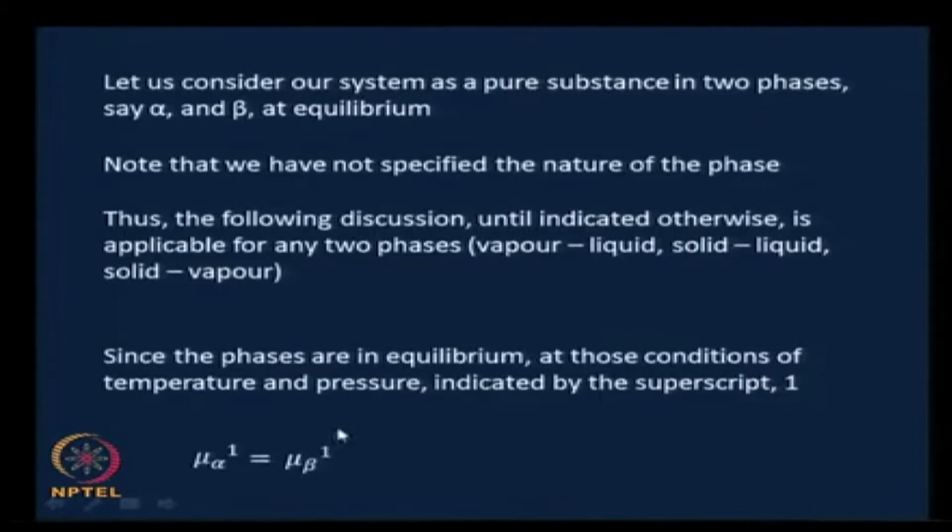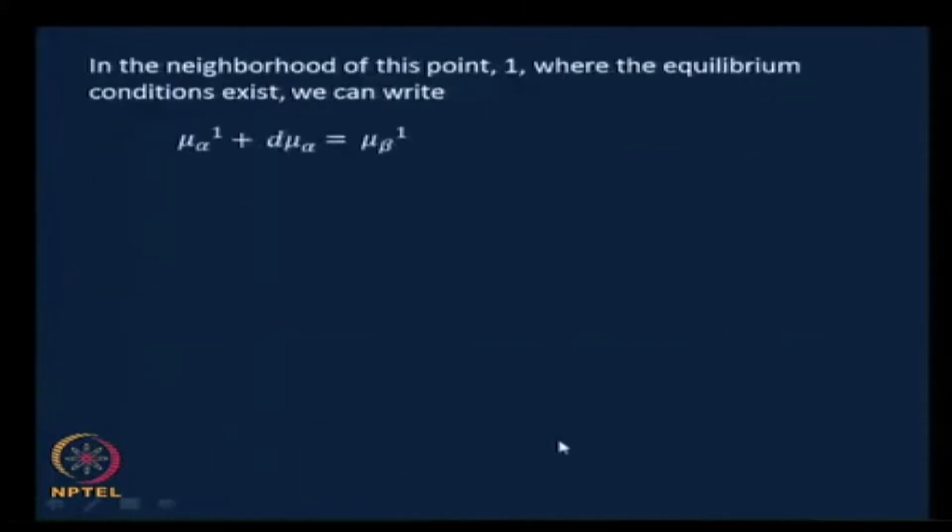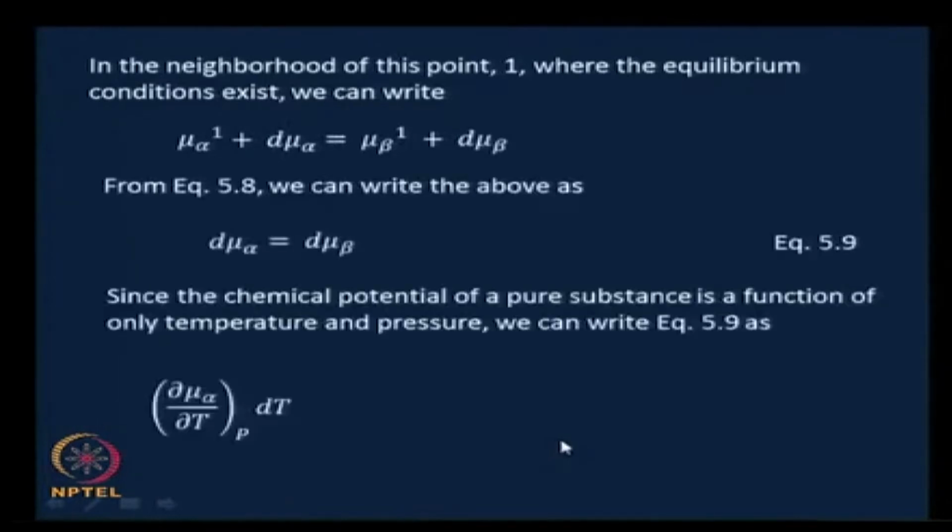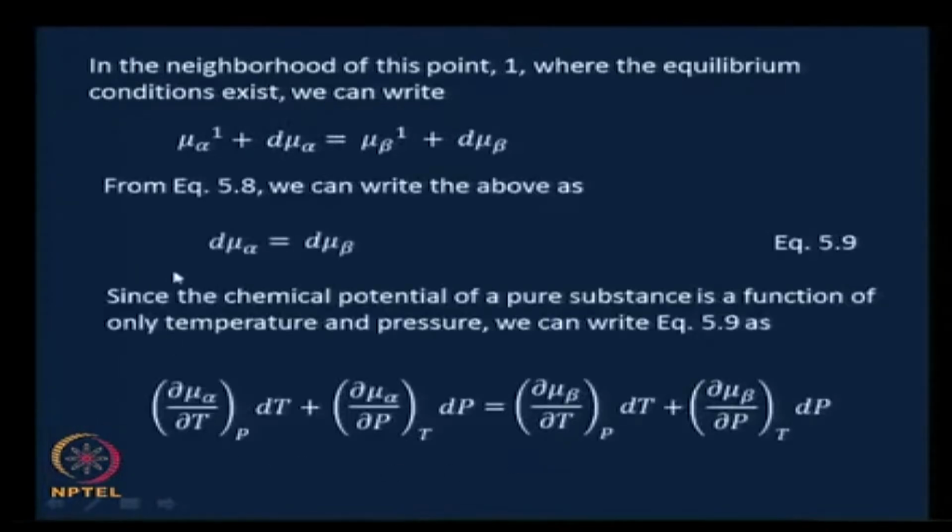And we said that at equilibrium the chemical potential of a certain component between the two phases must be equal, and therefore, mu alpha must be equal to mu beta. This one determines the conditions of temperature and pressure that are specified at that particular point. So, mu alpha 1 equals mu beta 1 is the basic criterion, and then we went about deriving d mu alpha equals d mu beta.